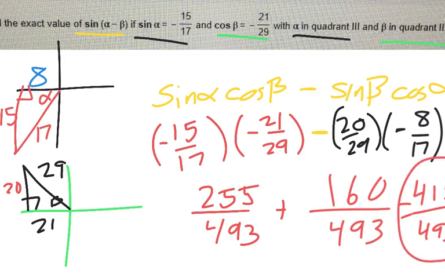All right, I need to go back in. I need to fix something. Sorry. So 15 times 21 is 315, not 255. Not sure what I put in my calculator. So this should be 315 over 493 plus 160 over 493, which means my previous answer is wrong. I don't know if it'll let me erase it. There it goes. So this is going to be still over 493. 315 plus 160 is 475 over 493.